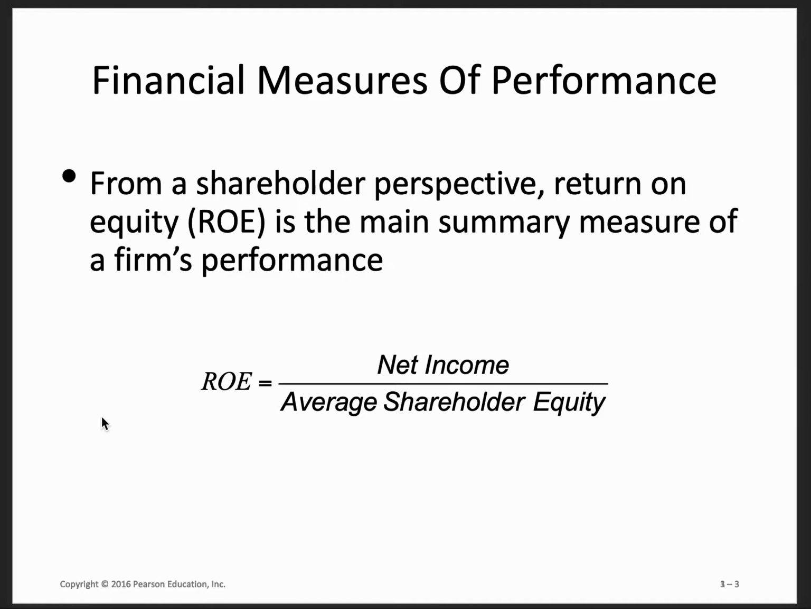So from a shareholder perspective, one of the most important summary measures for a firm's performance is obviously the return on equity, which is the net income divided by the average shareholder equity, right? So that's how that's calculated. This gives you an idea of how much, for every dollar of equity that exists within the company, you end up making. So that's the return on equity that you have.